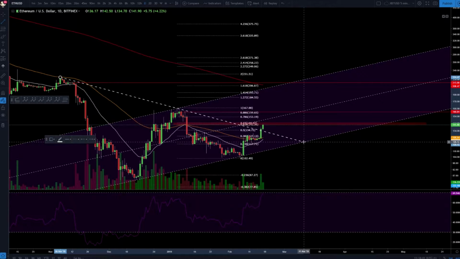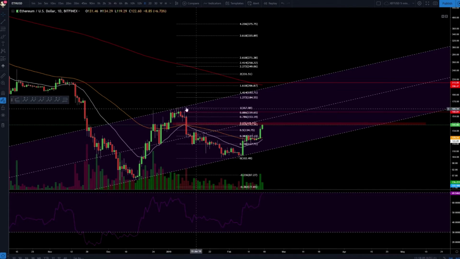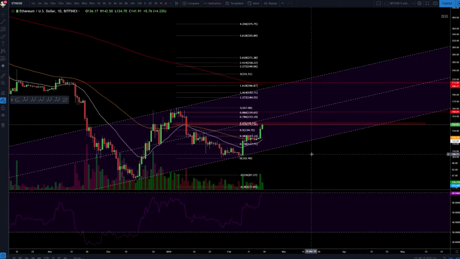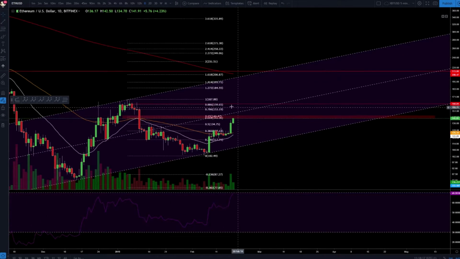Also, if you draw this, we already broke out of that. It could still happen, but it's just not likely in my opinion. It's likely for us to hit the 160, and that is just how I see it.